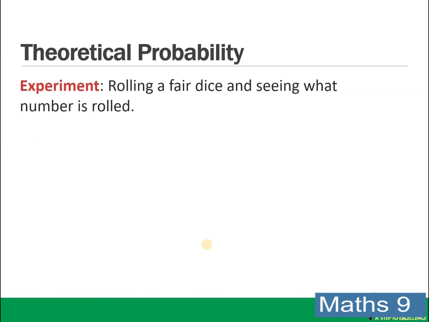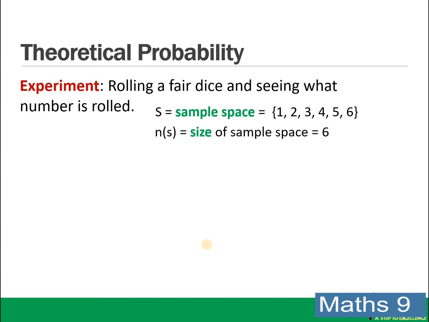Theoretical probability. Here's an example of an experiment. Rolling a fair dice and seeing what number is rolled. S is called the sample space, which is the set of all possible outcomes from the experiment. In this case, we're rolling a fair dice, so the different possible outcomes would be the different numbers that we get on the dice: 1, 2, 3, 4, 5, or 6. N of S is the size of the sample space. In this case, it's 6, because there are 6 different numbers in the set.